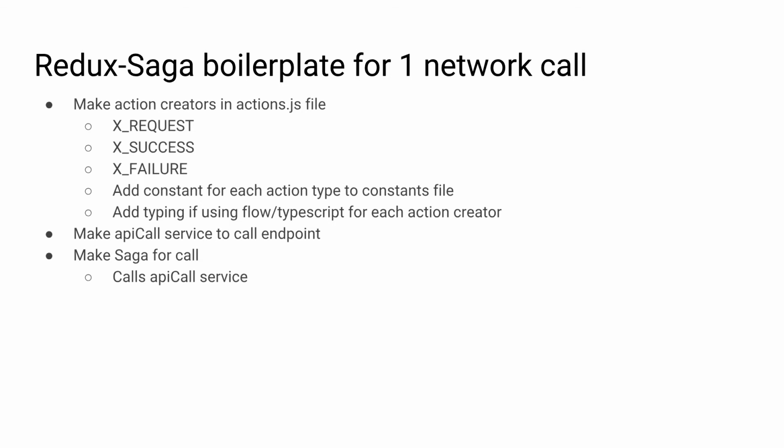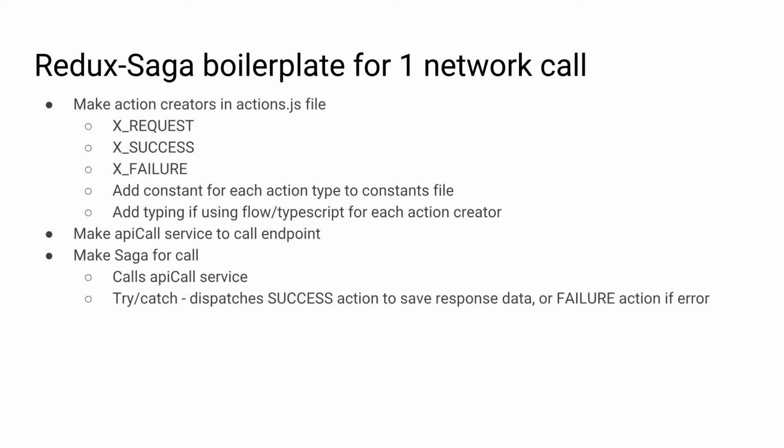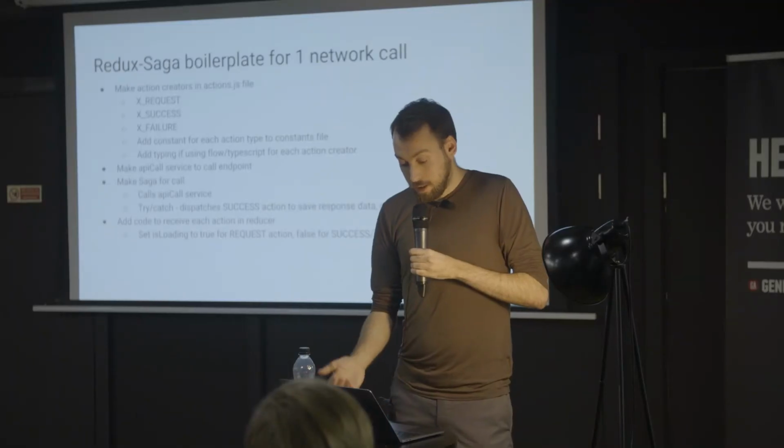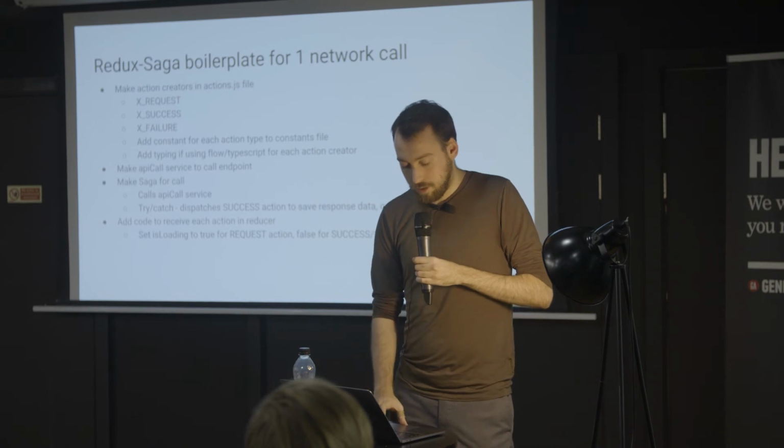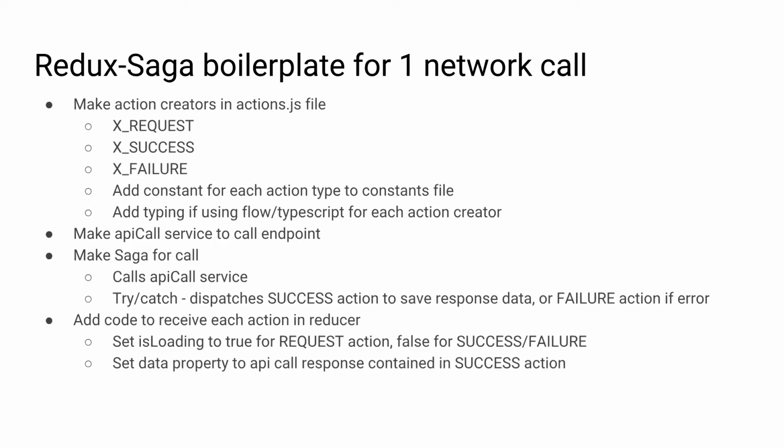That calls the API service. Try catch dispatches success, or it dispatches failure if something's gone wrong. You've got to add that code to receive the action in the reducer. Set is loading to true for request, false for success/failure. Set data property to the success.